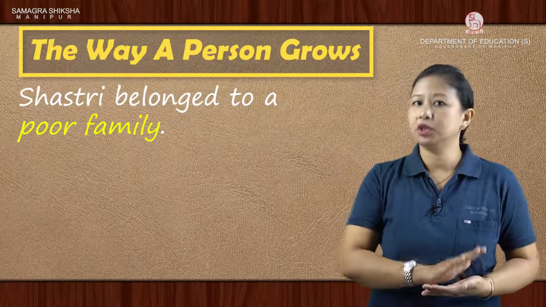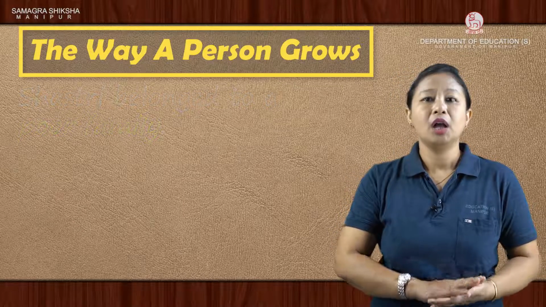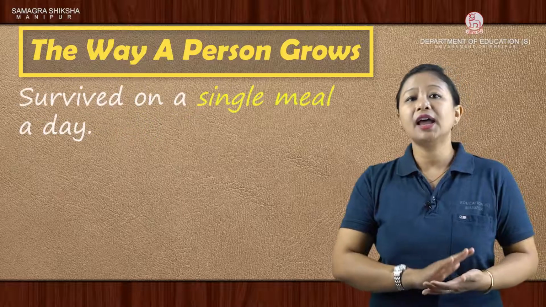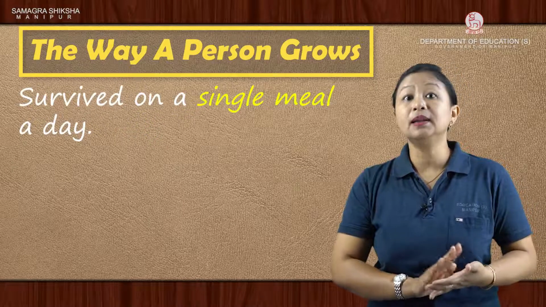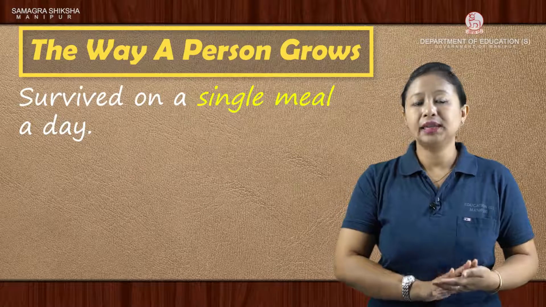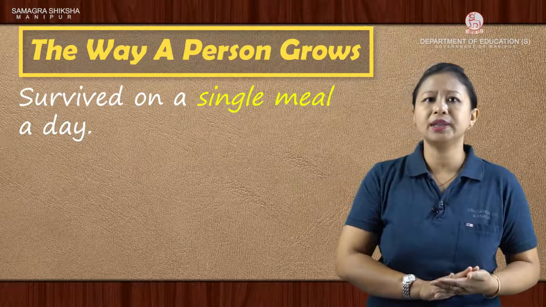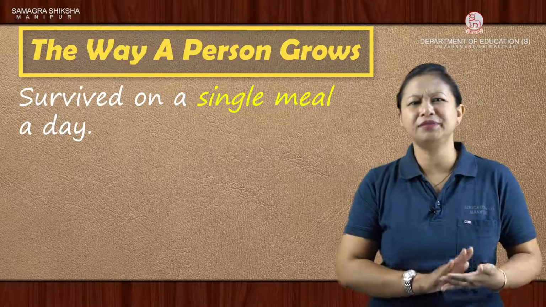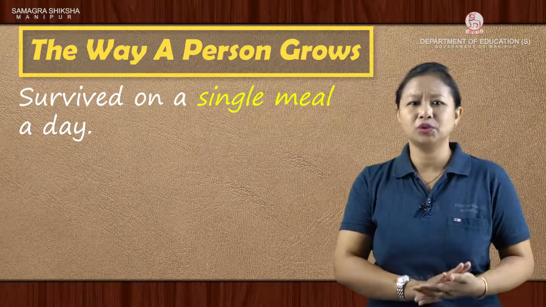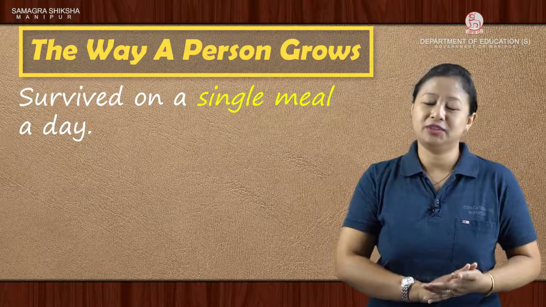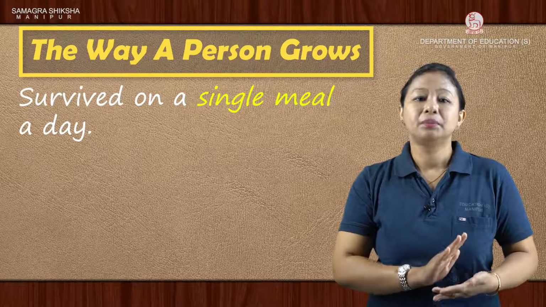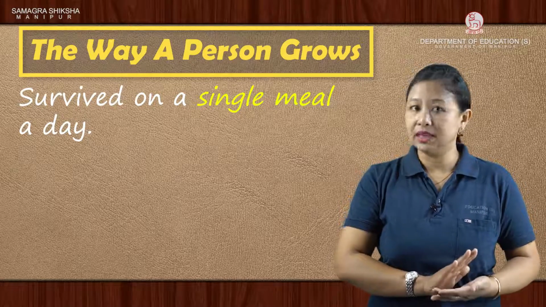He was poor. He was not very rich. He was very poor. How poor was he? He survived with a single meal a day. We all eat twice a day. Not only twice, we have breakfast, we have lunch, we have supper, we have dinner, we have lots. We have in between also. But Lal Bahadur Shastri struggled to eat a single meal a day. So he was that poor, okay?